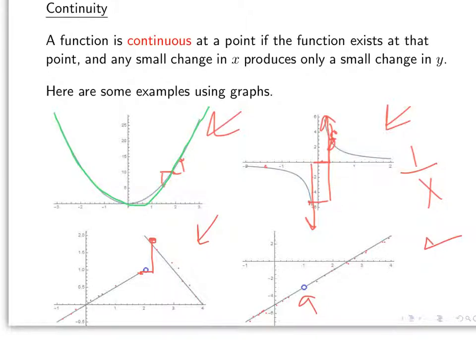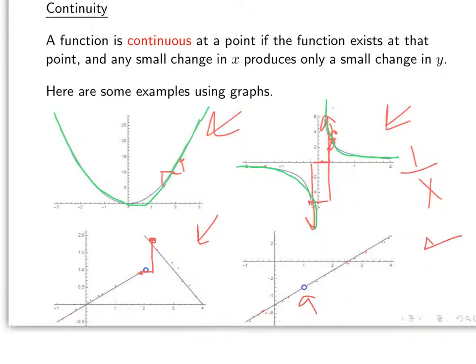If I start with my other function, my 1 over x, I can start tracing it. And I'm fine, I'm good. But if I want to continue past 0, I have to lift up my pencil to start tracing over here. So since I had to lift up my pencil, my function is not continuous.